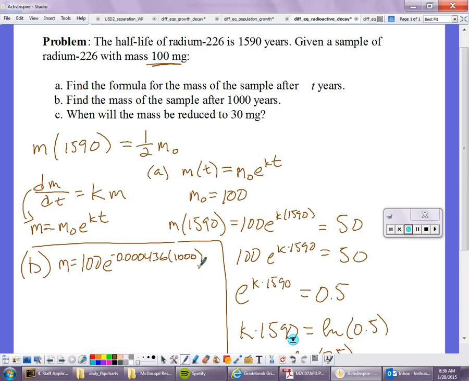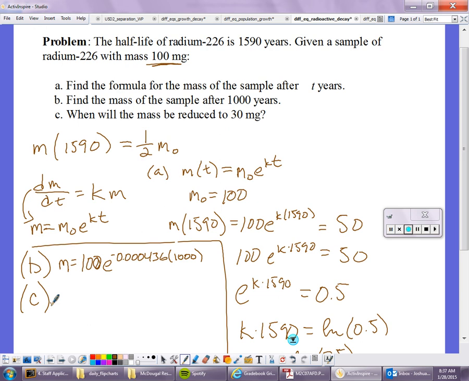Okay. And you'll just plug that into the calculator. It should turn out that it's more than 50, right? Because we know that it takes 1,590 years for it to get to 50. So after 1,000 years, it shouldn't be down to 50 yet. It shouldn't be down to half the original size. So you can do that in your calculator. I'm not going to worry about it right now.